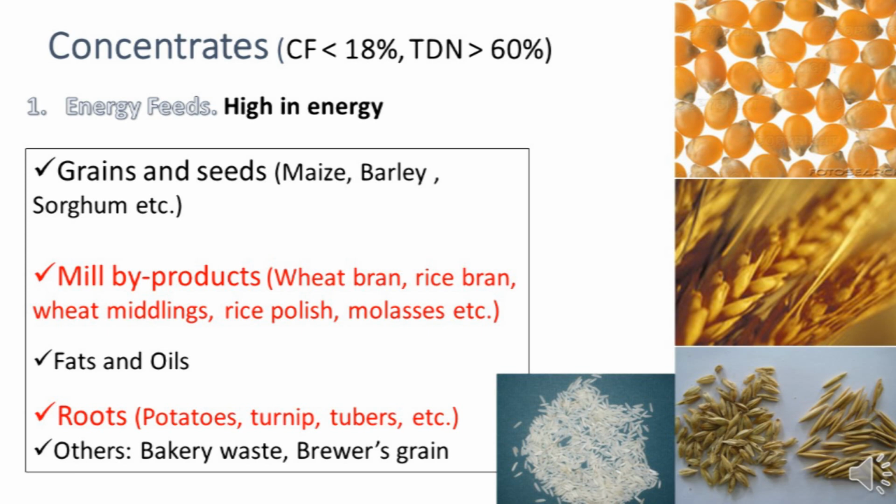Brewer's grains are not commonly available in Pakistan, but they come from a brewery making malt liquid, commonly known as beer. The residue which we get after the production of that is known as brewer's grains. In simple terms, this is the product obtained after the fermentation of the grain. Similarly, from the biofuel industry, we get distiller grains that are also a good source of energy as well as protein.